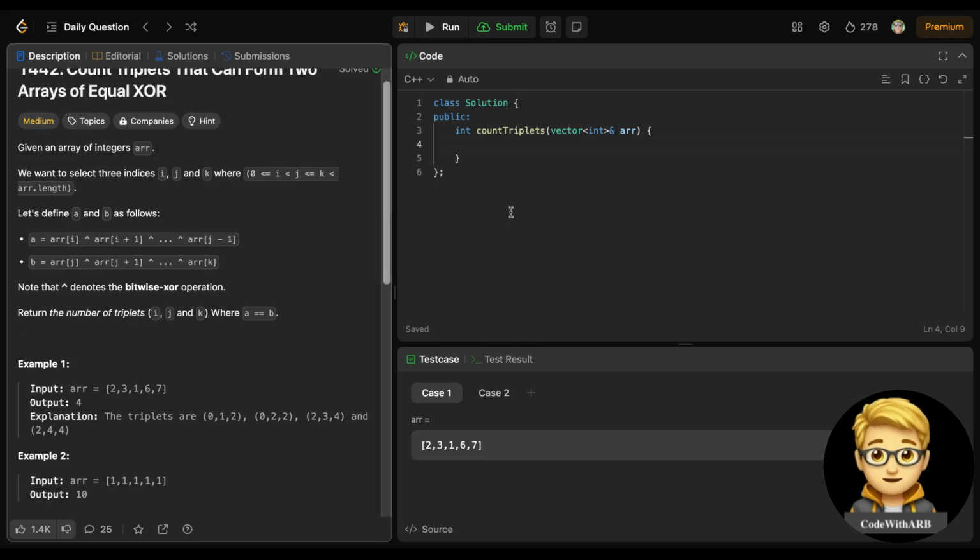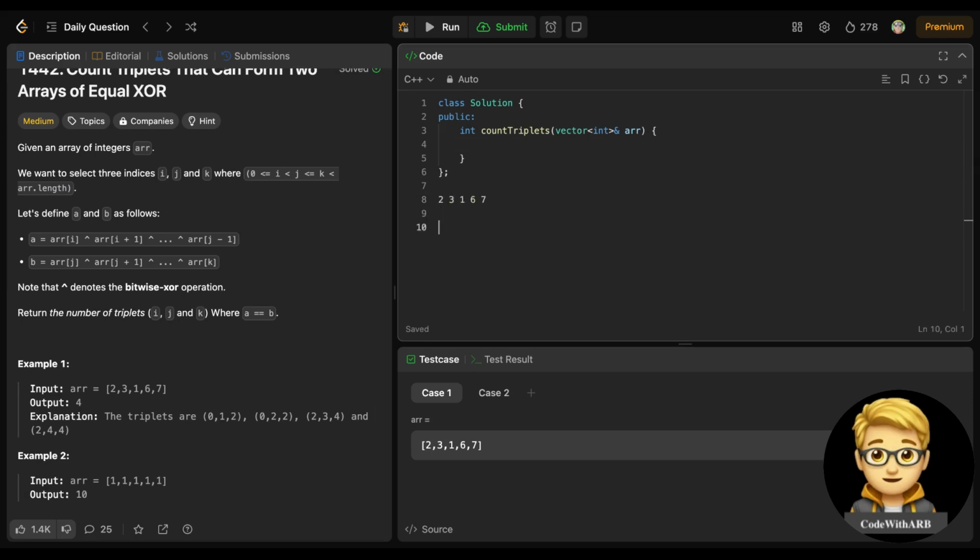So what does it mean? It means, if we see an example, 2, 3, 1, 6, and 7. If I take the XOR of 2, so a is equal to 2, and this b is equal to 3 XOR 1, it is the same, right? So we form a triplet, which is 0 and 1, and this is 2.